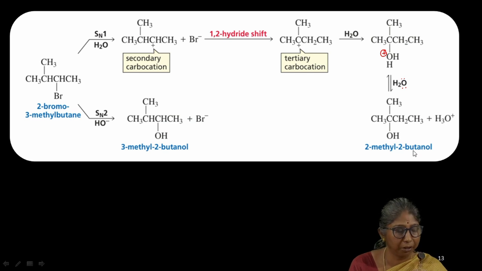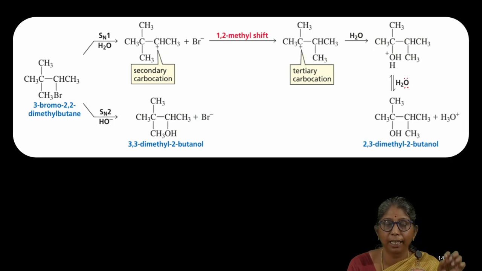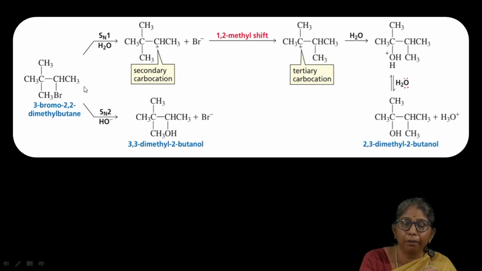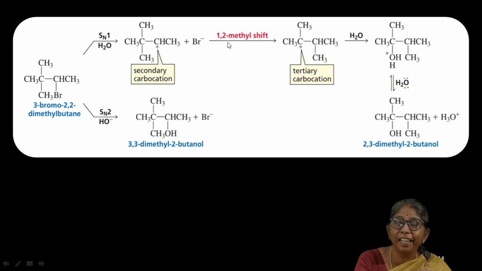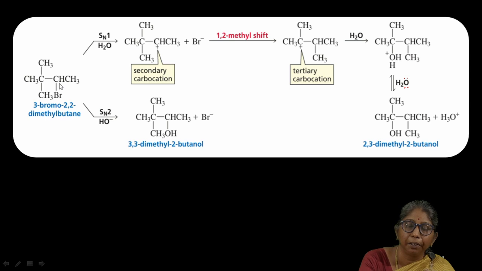That's very important. I have dealt with one more example. See this example. Here there is a different shift. Instead of a hydride shift, you are seeing a methyl shift. Here the compound is 3-bromo-2,2-dimethylbutane, and if it undergoes SN2, at the place of bromine the OH minus ion is present. But in the case of SN1, see what happens.